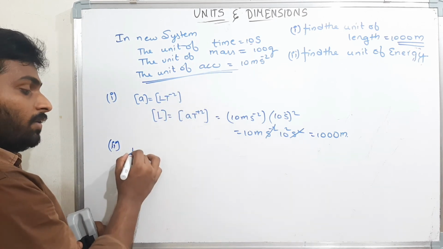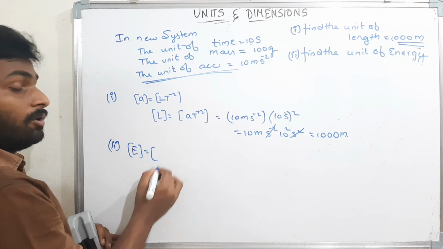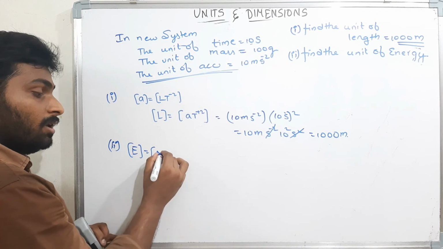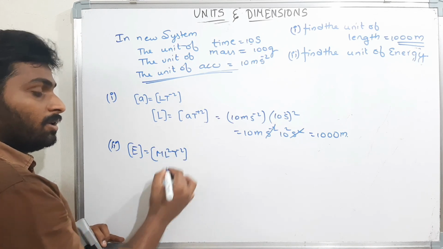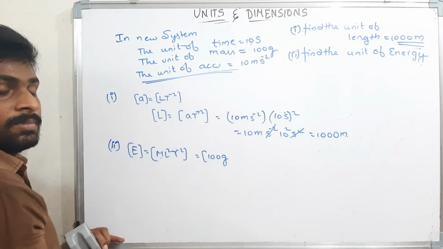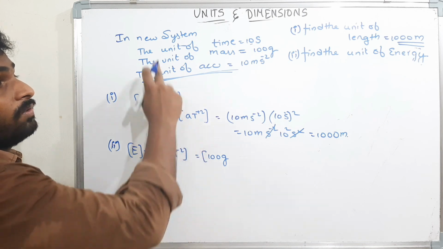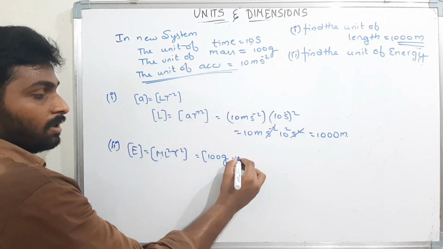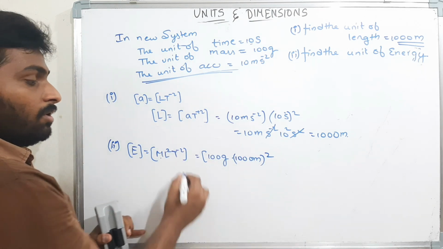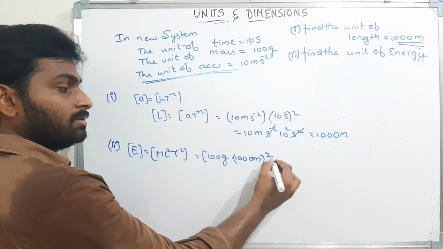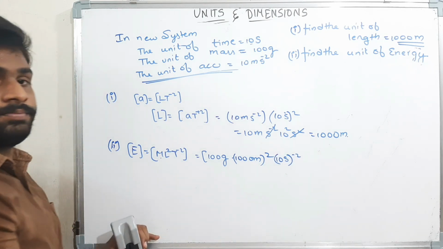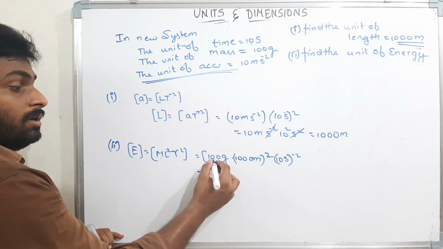Find the unit of energy. What is the unit of energy? First of all, I have to find the dimension. The dimension of energy is nothing but the dimension of work done, that is m L square t power minus 2. What is the unit of mass? What is the unit of length? We got it, that is 1000 meters, and it is square. Now what is the unit of time? They gave us 10 seconds, 10 seconds whole power minus 2. Find the value. 100 grams.